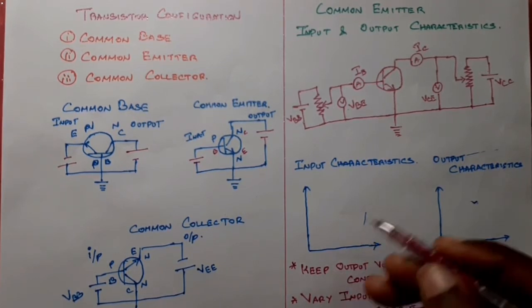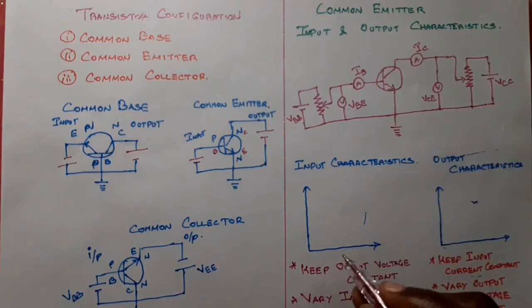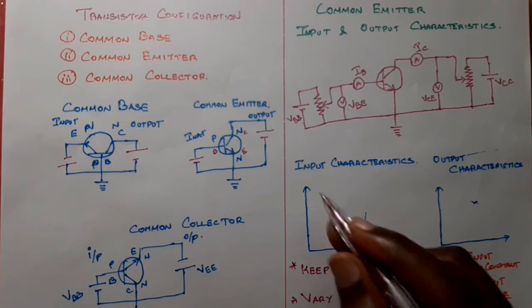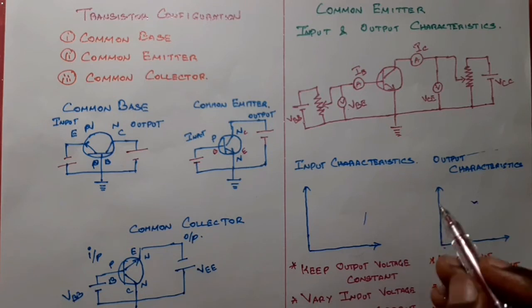So we are going to find the input characteristics. Input characteristics means what? The variation between the input voltage and the input current. That is called input characteristics. What is output characteristics? The variation between output voltage and output current.